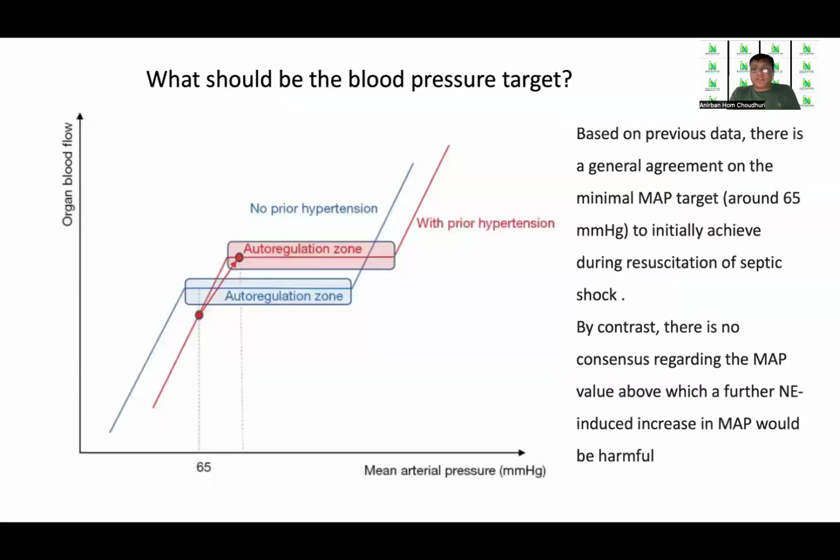Now, whenever we use vasopressors, we need a target because we want to continue, and once that target is attained, we need to de-escalate. Based on the previous data, there is a general agreement on a minimal MAP target, which should be around 65 millimeters of mercury to initially achieve during resuscitation of septic shock. By contrast, there is no consensus regarding the MAP value above which a further norepinephrine-induced increase in MAP could be harmful. So probably in future, we can have trials which will address this lacuna.